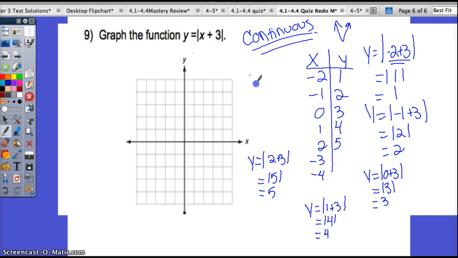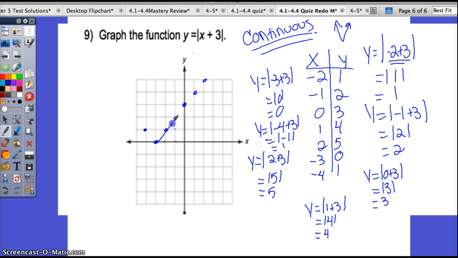Be ready to be amazed. y equals the absolute value of negative 3 plus 3, the absolute value of 0, which is straight up 0. And last, y equals the absolute value of negative 4 plus 3, which equals the absolute value of negative 1, which is 1. If we didn't have these ones, we wouldn't see the pattern. So we have negative 2, 1; negative 1, 2; 0, 3; 1, 4; 2, 5; negative 3, 0; and negative 4, 1.